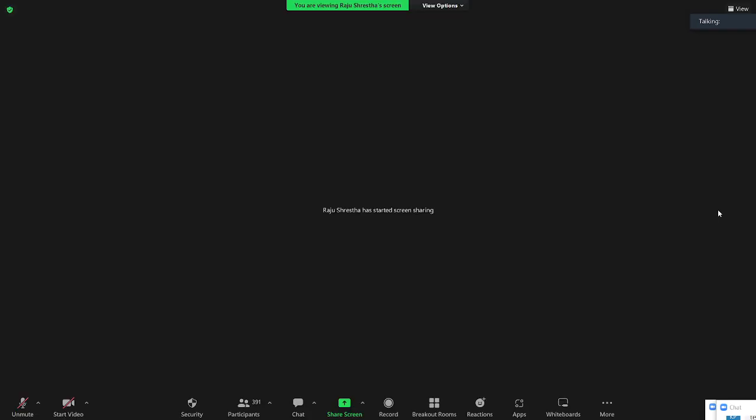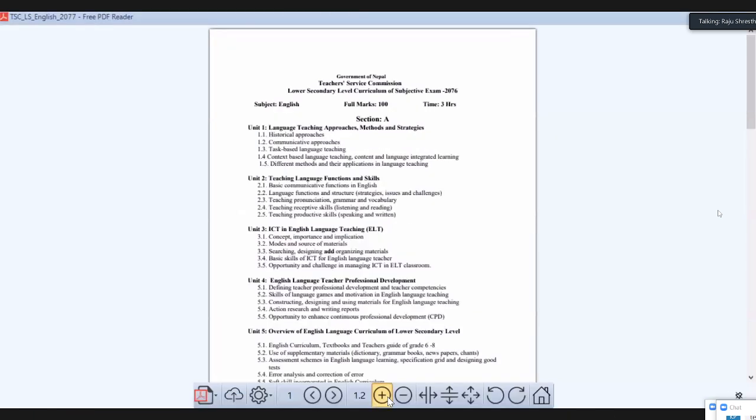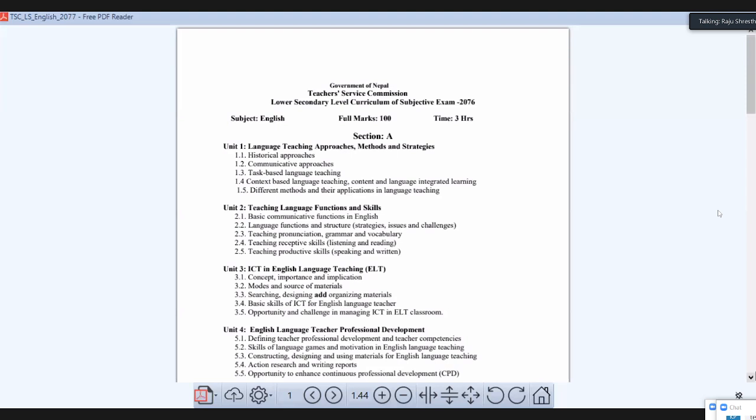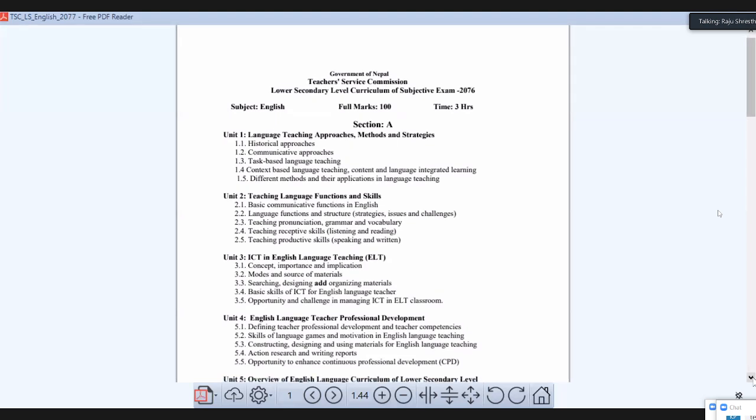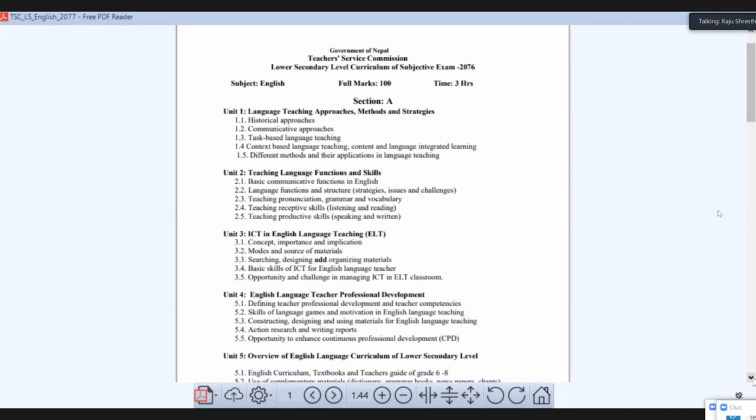This is our curriculum, TSC curriculum, Unit 4. Unit 4, English Language Teacher Professional Development. We did defining teacher professional development and competency, skills of language games and motivation, constructing, designing and using materials in English language classroom, action research and writing reports, opportunities to enhance continuous professional development.